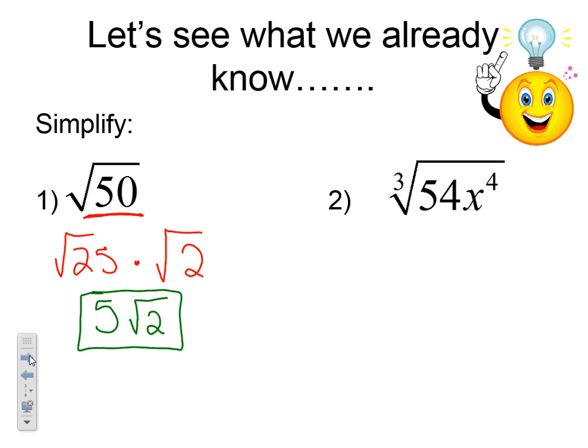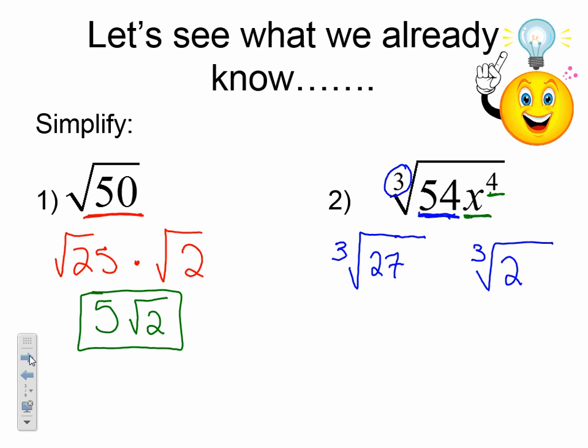Now if we come over to this one, we're working with perfect cubes. So we need our perfect root chart out, and we need to figure out what the perfect cube is that goes into 54. So I'm going to break it into perfect cubes that work and perfect cubes that don't work. So a perfect cube that goes into 54 is 27. Now 27 times 2 gives us back here at 54. So that's done now. Now I have to worry about this x to the fourth power.